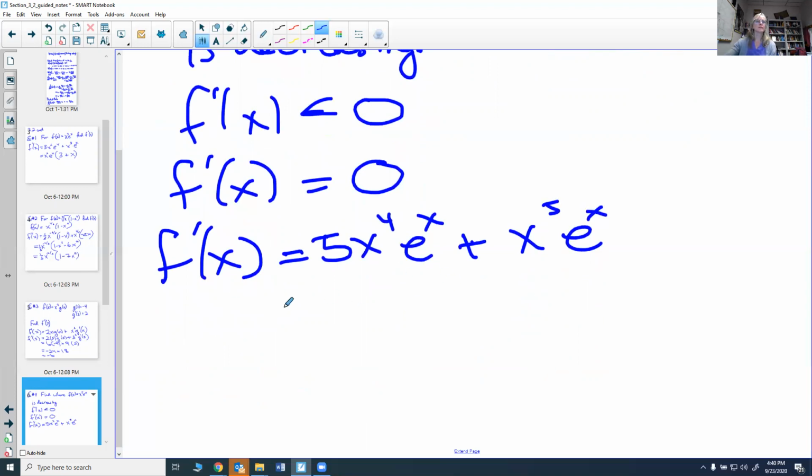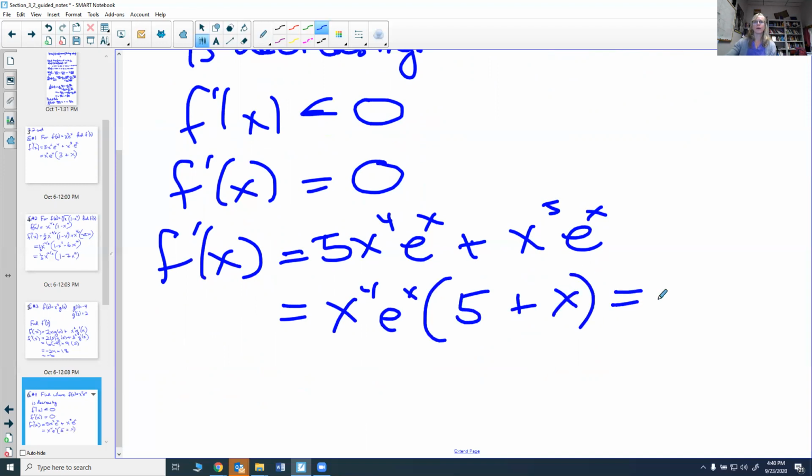Again, I'm going to go ahead and simplify this a little bit. I notice that there's an x to the 4th in both terms, and there's an e to the x in both terms. So I can take an x to the 4th out and an e to the x. That'll leave me 5 in the first term and leave me x in the second. What I'm now going to do is just set this equal to 0. I know this equals 0 when x equals 0. E never equals 0, so you don't have to worry about e to the x equal to 0 because it can't equal 0. So you can ignore that. And then 5 plus x means x is equal to -5.